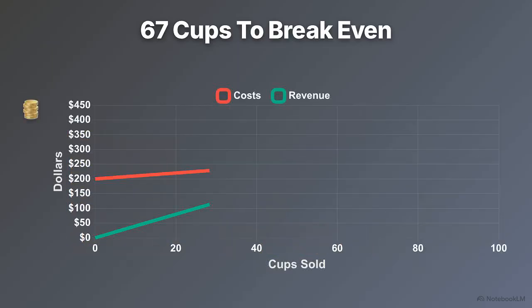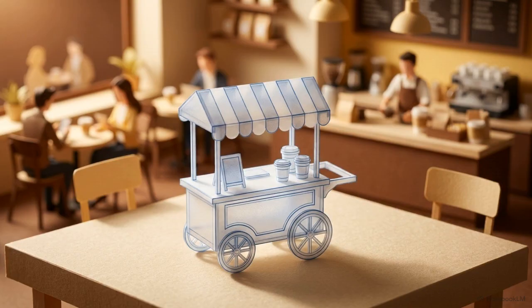The AI processes those notes and finds the answer. To cover our costs and break even, we need to sell 67 cups of coffee. It found that target instantly, turning our rough notes into a clear picture of what we need to stay in business. And now we can start scenario planning.